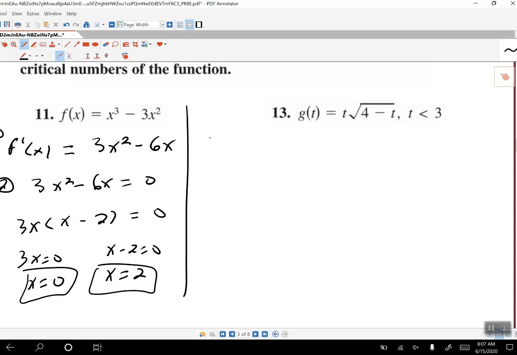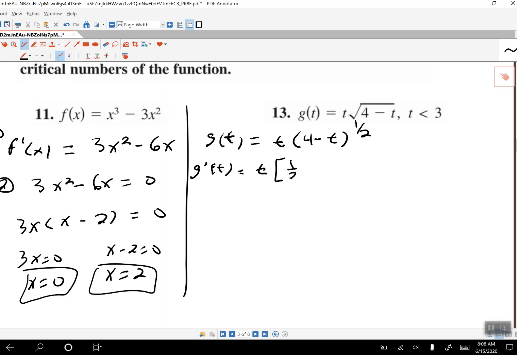So g prime of t, let's first of all rewrite this in exponential form. Okay, and then let's find our derivative. All right, so we have the first times the derivative of the second plus the second times the derivative of the first. We have our product rule with t and 4 minus t to the 1/2. So first t times the derivative of 4 minus t to the 1/2. So we have to use the chain rule in there.